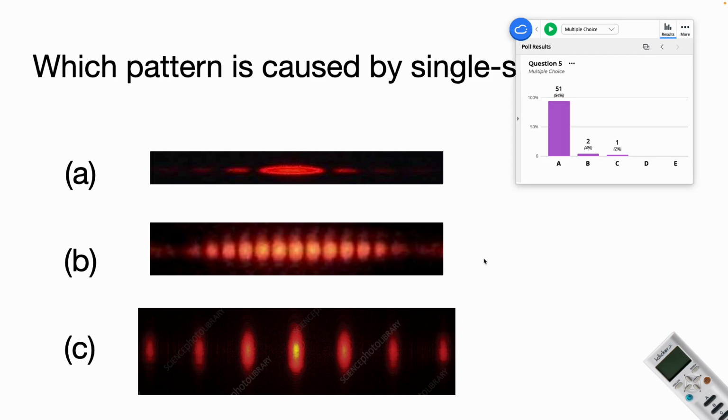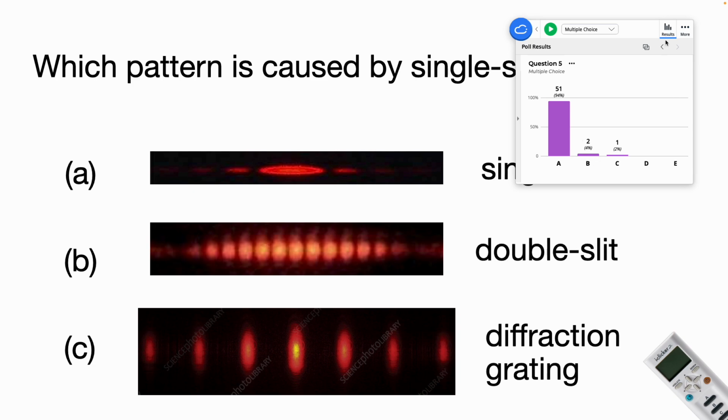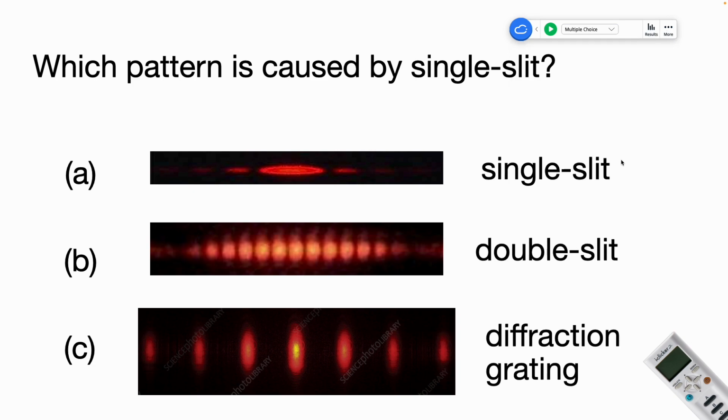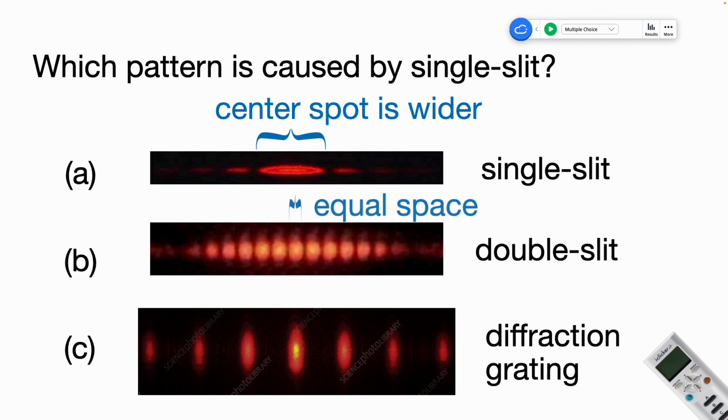So the biggest difference between single slit and the other patterns is that the center bright spot is wider compared to the other bright spots. For double slit, every single bright spot is pretty much equally wide. Same with the diffraction grating. They are equally widespread, but for single slit diffraction, the center one is actually twice as wide compared to the rest.